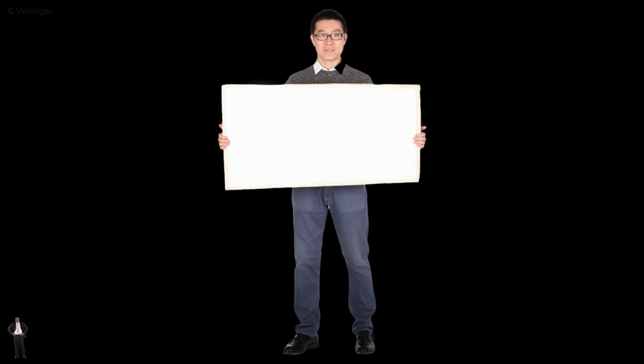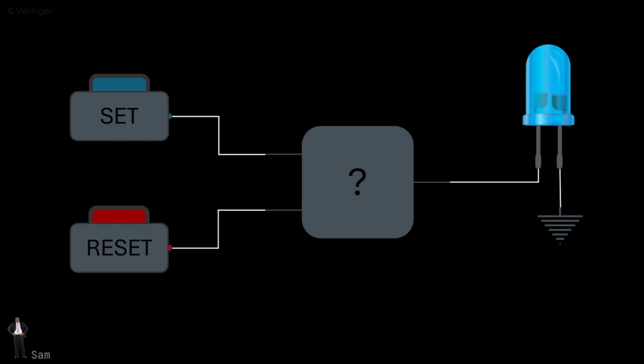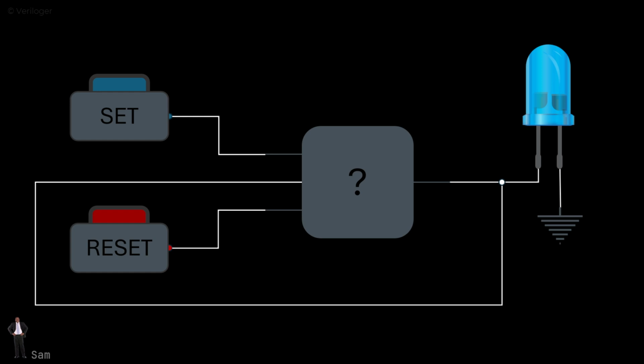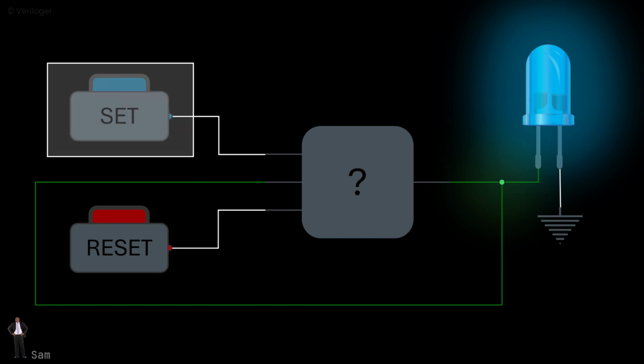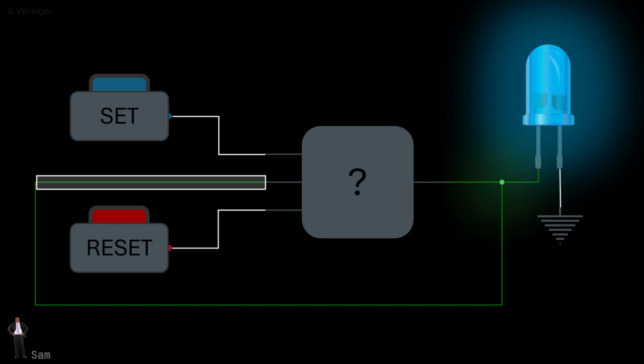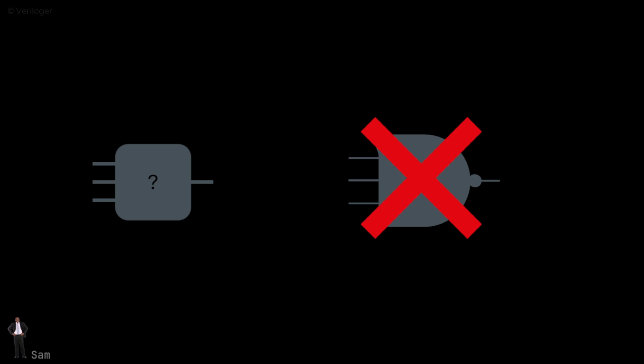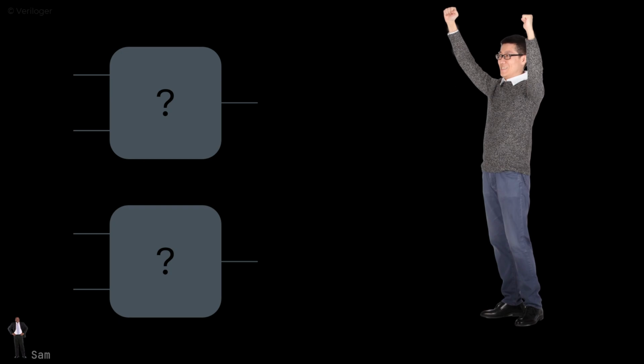Meanwhile, Johnny's friend Sam noticed that the professor said a very important statement: the state of the LED will not change if no buttons were pressed. Sam concluded that there should be a feedback so that the LED maintains its state after a button is released. Sam noticed that he needed three inputs to create the SR latch: the set button, the reset button, and the feedback coming from the output. Sam was confused as there were no three-input gates. He asked the professor if he could use two-input logic gates. The professor nodded and congratulated him on solving the first piece of the puzzle.